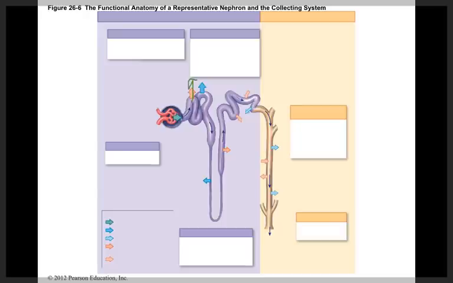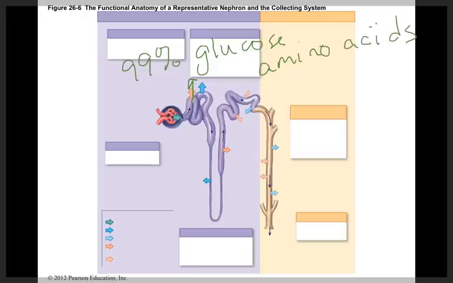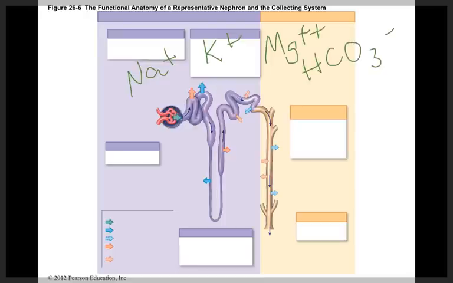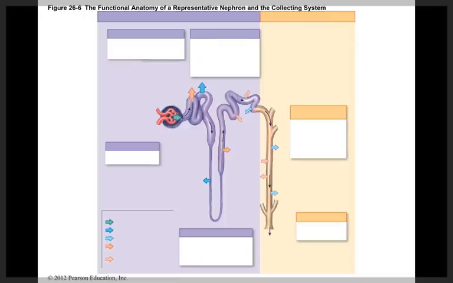99%, when we see this arrow, we see that 99% of glucose and amino acids are reabsorbed here. So those are obviously very good things that the body wants to keep and does not want to urinate out. So we're going to reabsorb those in the proximal convoluted tubule. And then actively, the proximal convoluted tubule will transport sodium, potassium, magnesium, bicarbonate, and these things will get actively transported back into the interstitial fluid. There is a minor amount of secretion, and secretion is where substances will move from the interstitial fluid into the tubular fluid, but most of the secretion doesn't occur in the proximal convoluted tubule.